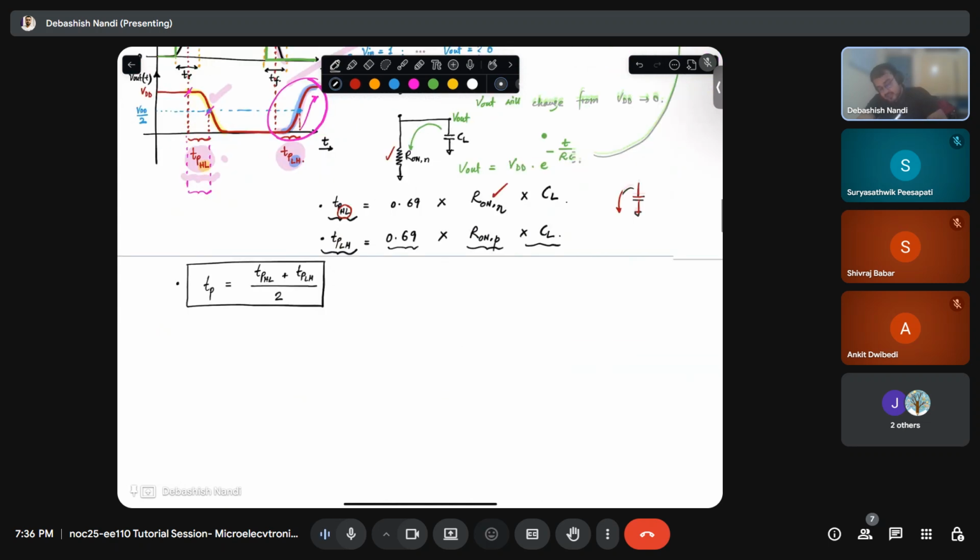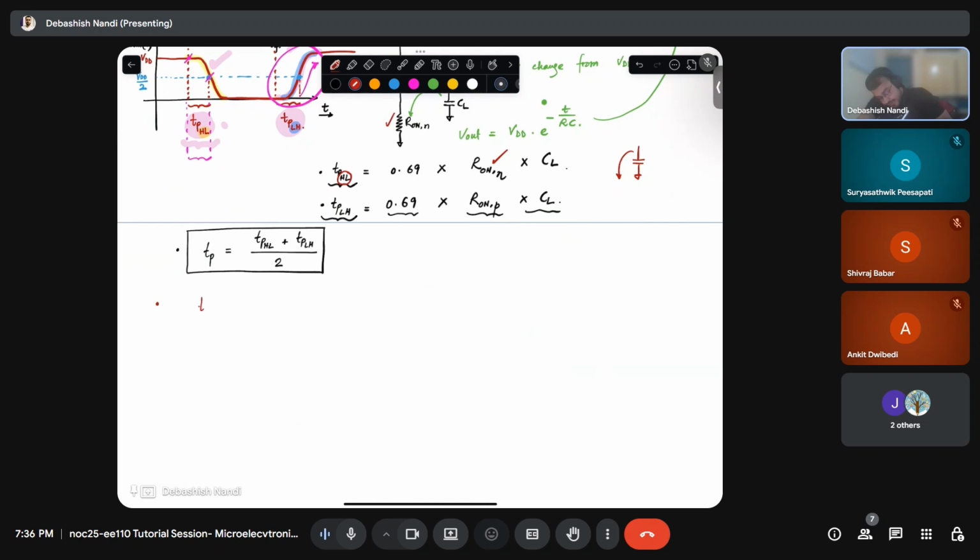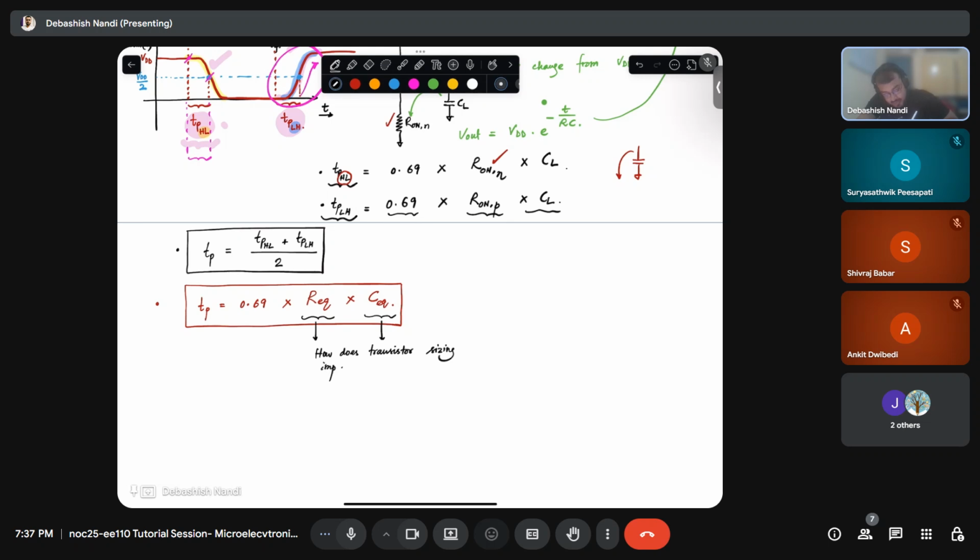Now we'll analyze this further. For example, your TP is, now I can write, 0.69 times, let's say, R equivalent times C equivalent. We'll see how this R and C are changing. So now our goal is to study this, and how transistor sizing impacts these two.